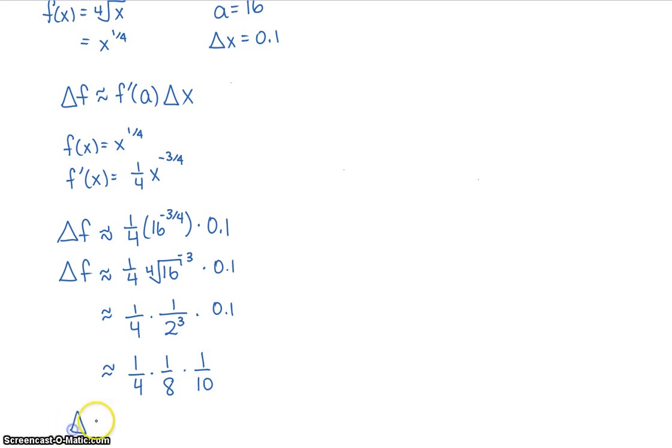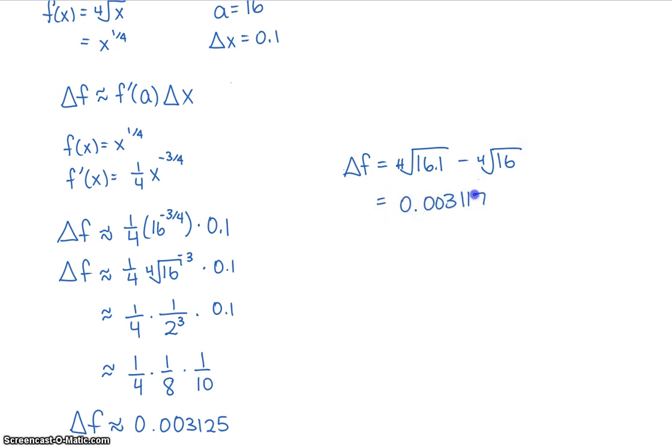So then we get that our change in f is approximately, and if you plug it in your calculator, you get 0.03125. Now if we actually did have our calculator with us and we asked what is the difference, the fourth root of 16.1 minus the fourth root of 16, you actually will get 0.00311777024 etc. So this approximation is actually quite accurate.